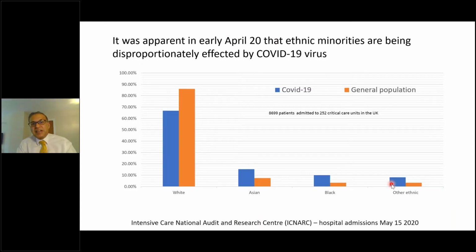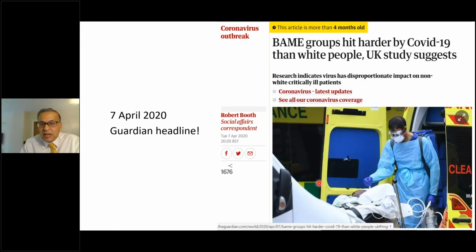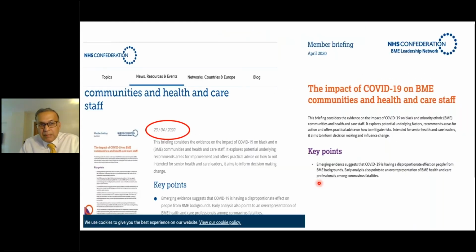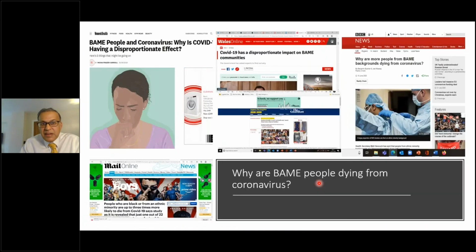It was apparent in early April last year that ethnic minorities are being disproportionately affected by the COVID-19 virus. If you look at this graph, which is the ICU admissions in May 2020, it shows that a disproportionate number of ethnic minorities were being admitted into ICUs. This was picked up by the media. NHS Confederation in their member briefing highlighted the impact of COVID-19 on ethnic minority communities and staff. It was all over the newspapers: why BME people are dying from coronavirus.